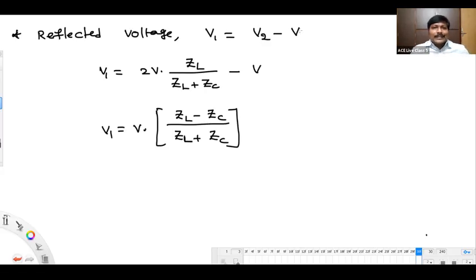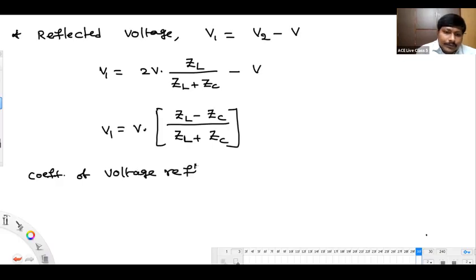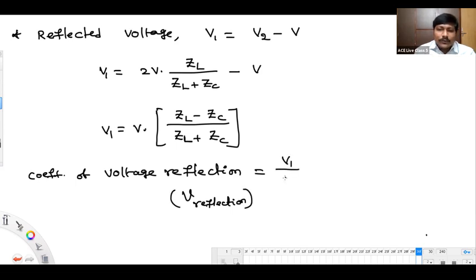Next, let's take the coefficient of voltage reflection, which is the ratio between reflected voltage to incident voltage. V suffix reflection is the term you can use here. So it's reflected voltage to incident voltage, and it will come like ZL minus ZC by ZL plus ZC. Yeah. Next thing.